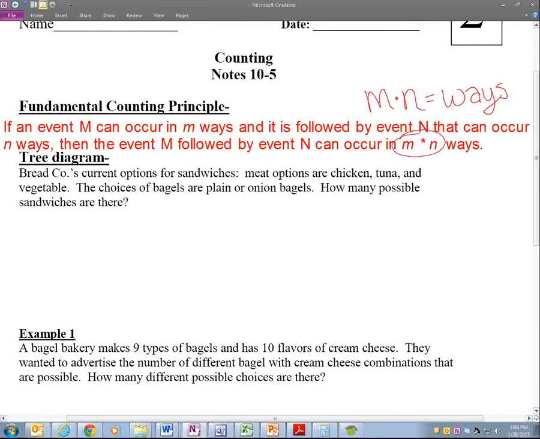These are lowercase. Yep, you'll see what we mean, because that's one way of doing it. So we're going to use that fundamental counting principle for examples 1, 2, and 3.